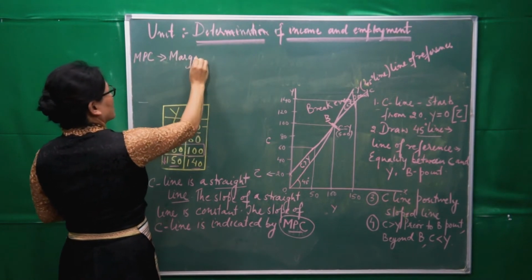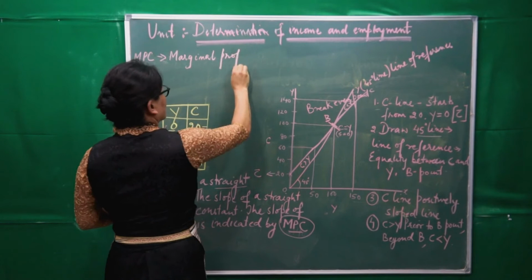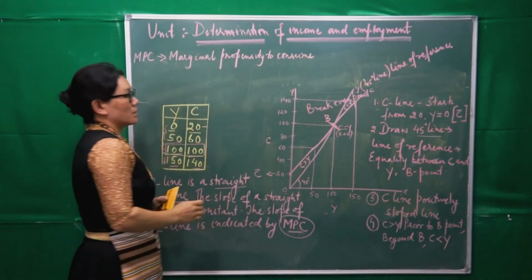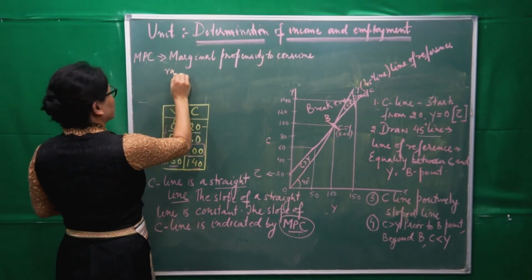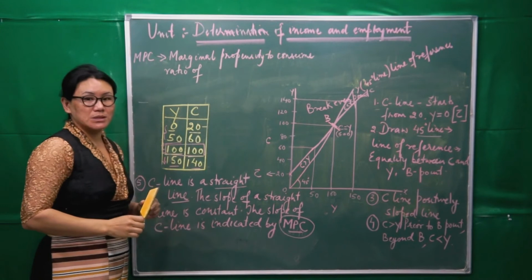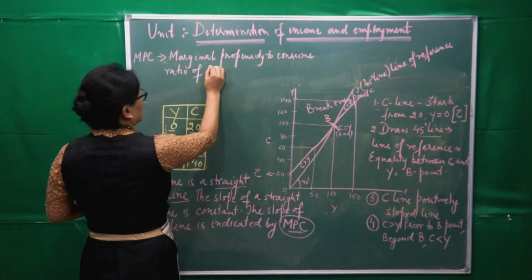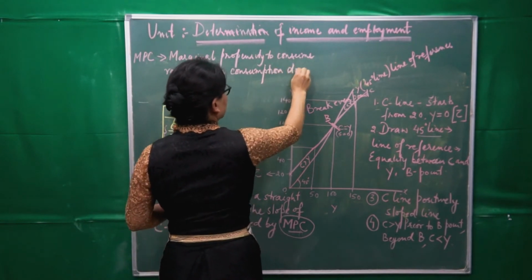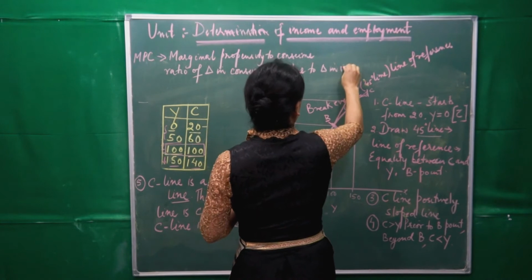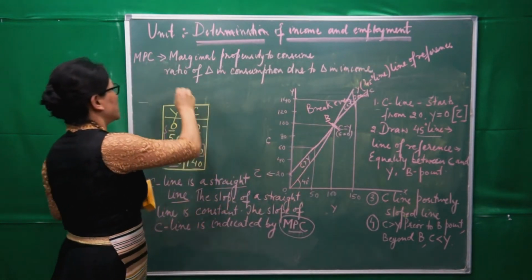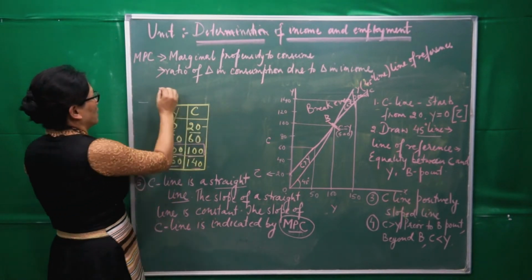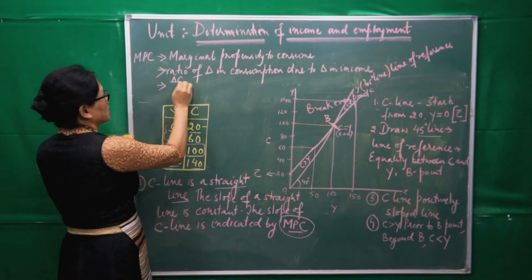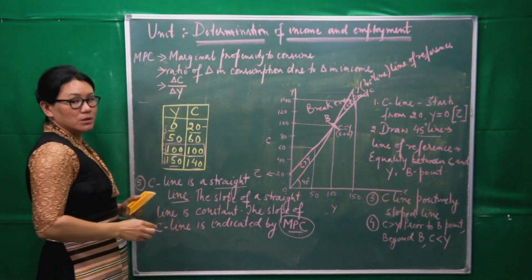Marginal propensity to consume. It is the ratio of, this is the meaning of MPC, all right. The ratio of change in consumption due to change in income is called MPC here. Now, the MPC formula is change in C, that is consumption, upon change in Y.